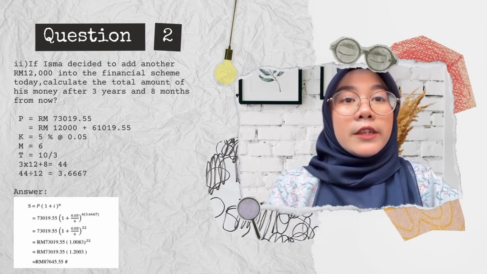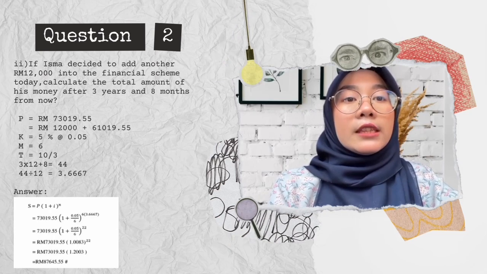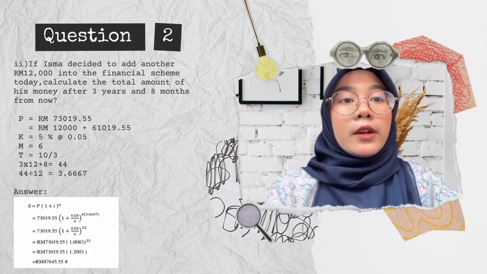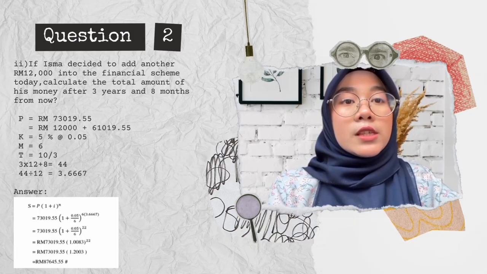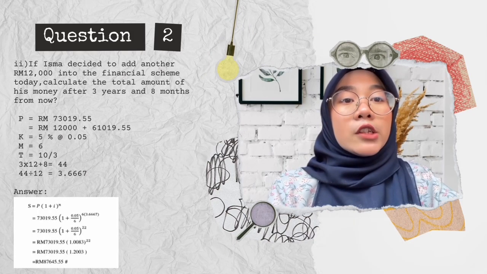On to part 2. If Isma decided to add another 12,000 ringgit into the financial scheme today, calculate the total amount of his money after 3 years and 8 months from now. Isma decided to add 12,000 ringgit to the investment. Therefore, the new principal amount becomes 73,019 ringgit and 55 cents. The money will remain in the financial scheme for another 3 years and 8 months.